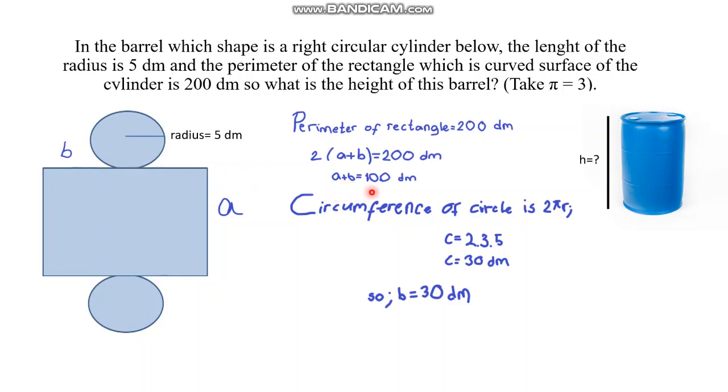A plus B was 100 decimeters. That means we found A. A is 70 decimeters. So the height of this barrel is 70 decimeters.